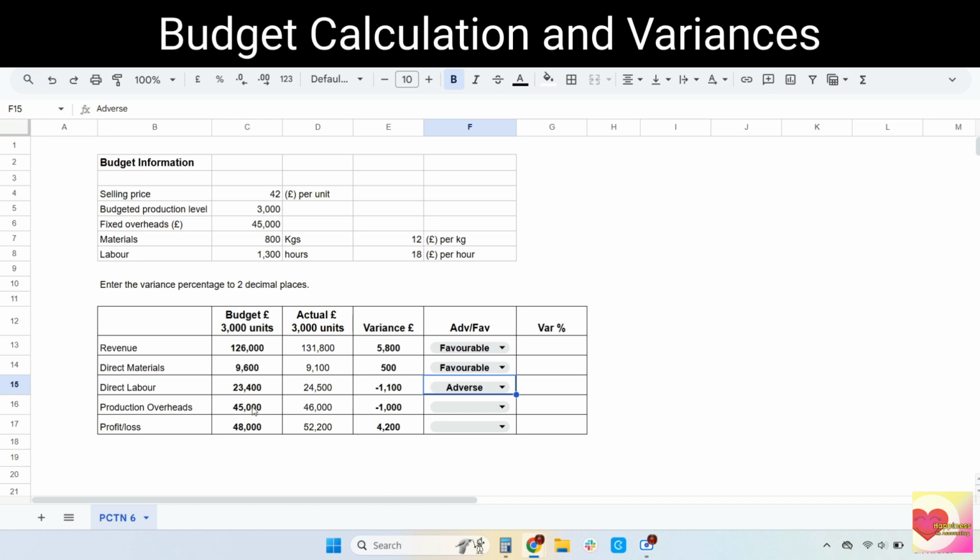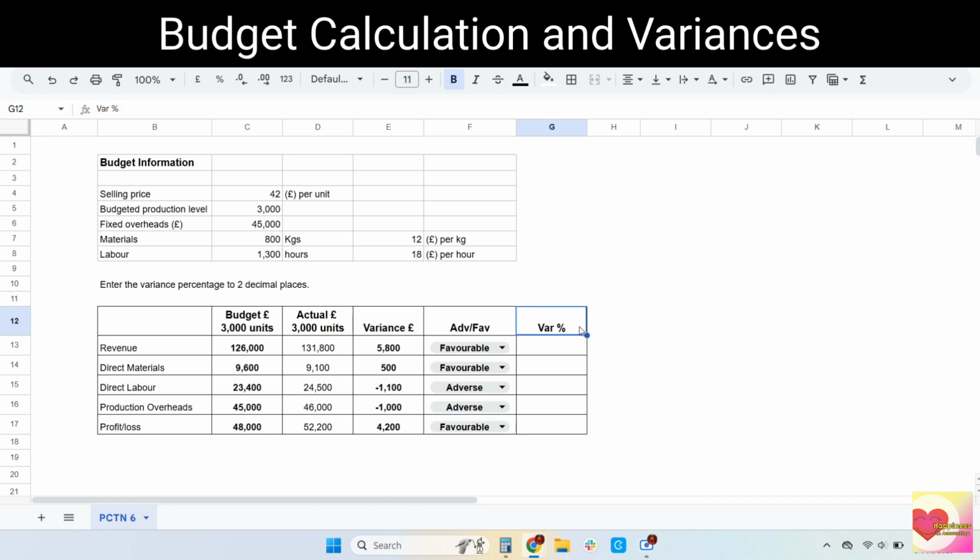Next, production overheads. Our budget is 45,000 and the actual is 46,000, which is much higher than the budget. It means we have more costs, so this is not what we want, so this is adverse. Next is profit or loss. Our budget is 48,000 and our actual is 52,200, which is much higher than the budget. So it means we have more profit, which is what we want. So this is favorable. So we can see the negative values are the adverse ones.